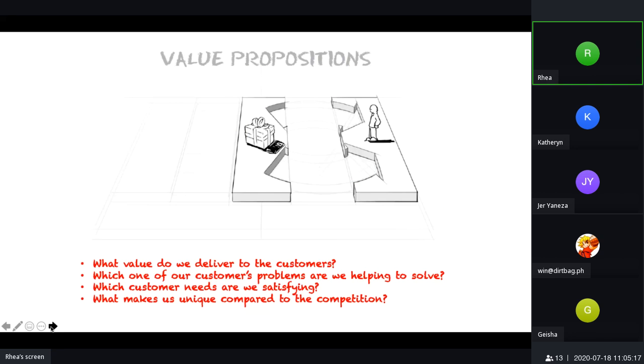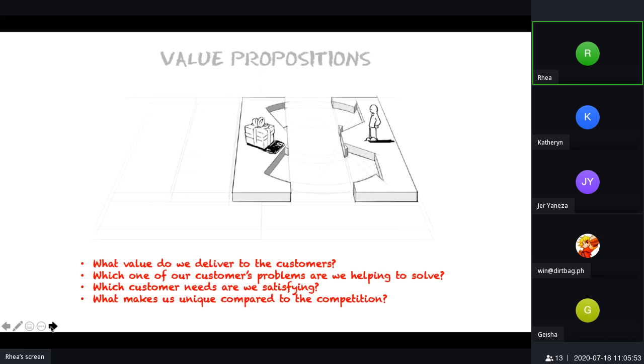Okay, after knowing who our customers are, we now go to what we call the value proposition. You simply answer the following questions. What value do we deliver to the customers? Which of our customers' problems are we helping to solve? You might want to look back at the customer persona and identify the frustrations that your customer experiences, and what the problem there is that you would want to solve.